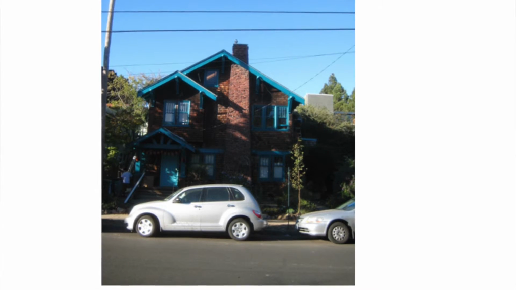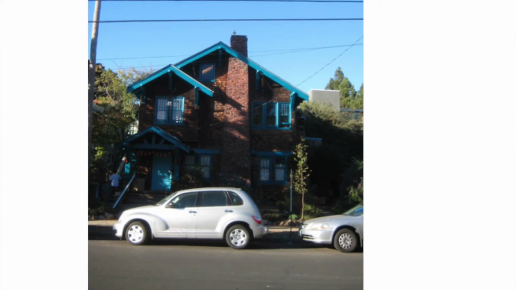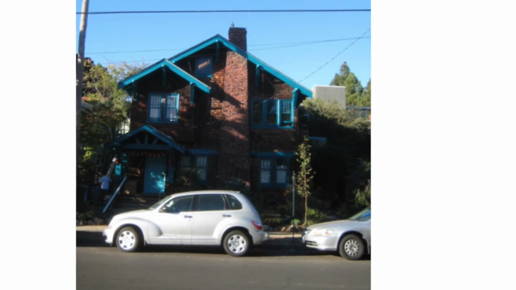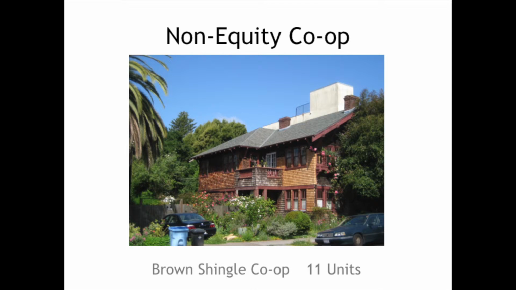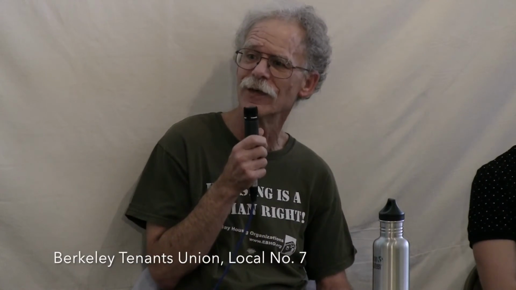So, Brown Shingle. Some of the people here may actually know more about the history of it than I do. It's in the South Campus neighborhood. Currently, it is providing affordable housing for 16 adults and 3 children. But the history, which I'm going to touch on very briefly, relates back to what was known as BTU Local Number 7. Who here knows about BTU Local Number 7? Great, well, there's a few.